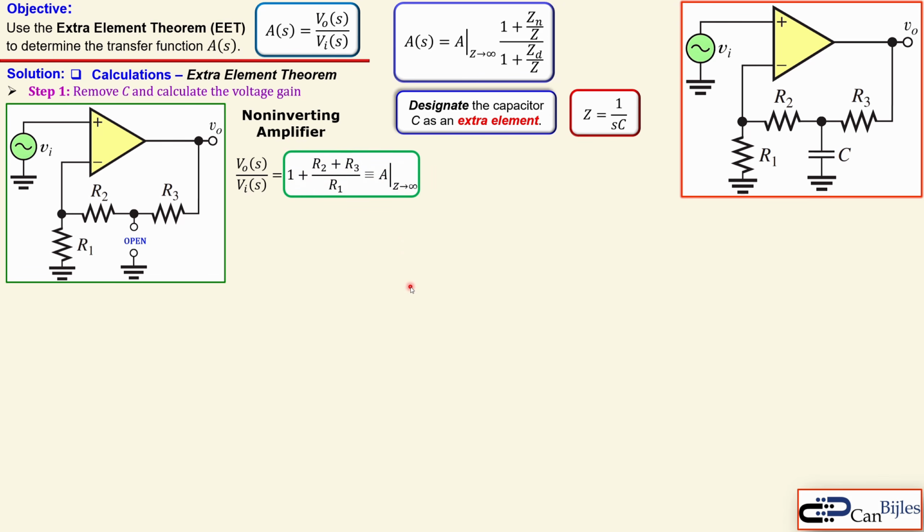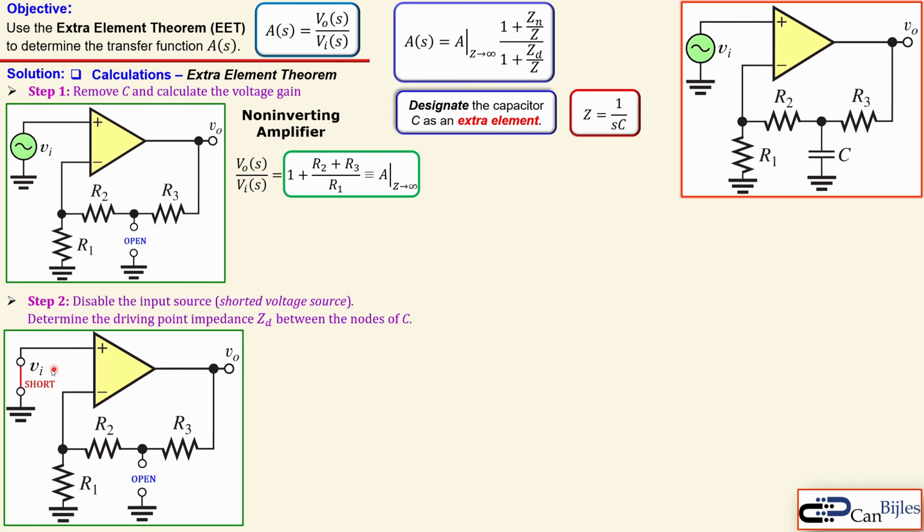So let's also put that here. Step 2, we will now disable the input source. In this case, that is a voltage source, that means it should be shorted. Now we will determine from that the driving point impedance, which is ZD. Again, we will look between the nodes of the capacitor, which is opened. So the circuit will be like so. The additional part here is that the VI is disabled or effectively shorted. So this is a wire. We will look again between the capacitor nodes here, C, and that is actually shown here. So this is the ZD.